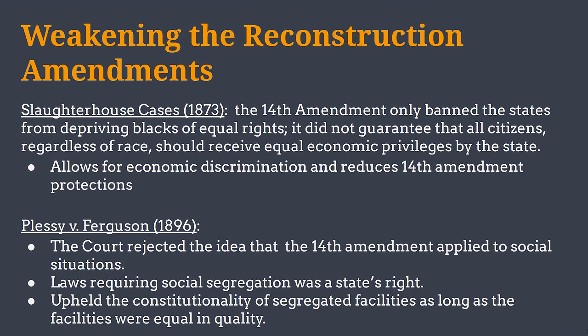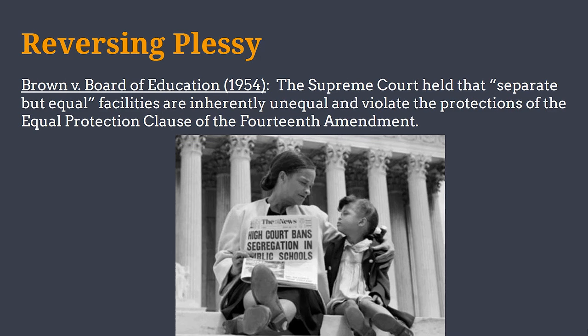Then there is the infamous Plessy v. Ferguson case. In it, the court rejected the idea that the 14th Amendment applied to social situations, so states could have laws that required social segregation. The ruling was the basis of the Jim Crow segregation era, as it upheld the constitutionality of segregated facilities as long as the facilities were equal in quality, which we know that was never the case. It would take several decades for that terrible Plessy decision to be overturned, but landmark ruling Brown v. Board of Education would also invigorate the civil rights movement.